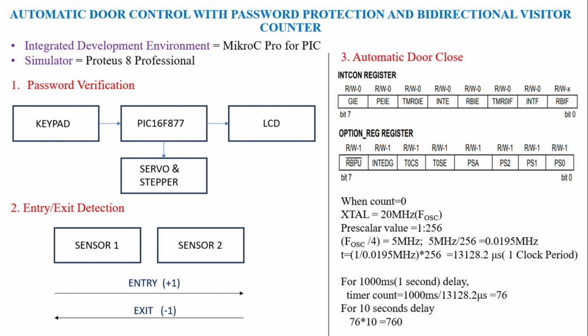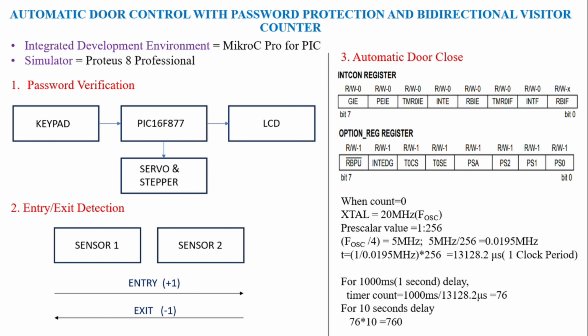Next, we have entry-exit detection, which uses two sensors. If sensor 1 detects first and sensor 2 detects second, it is considered an entry and the count value is incremented. If sensor 2 detects first and sensor 1 detects second, it is considered an exit and the count value is decremented by 1. The entry-exit detection allows the system to track the total number of people inside the room at any time. The automation of the door movement is based on these sensor inputs.